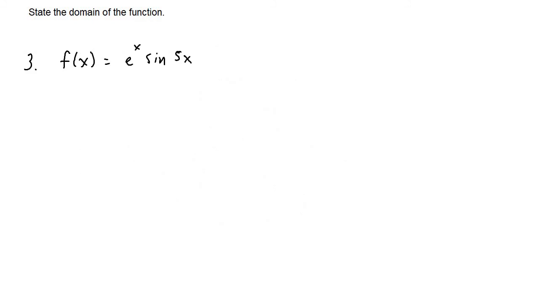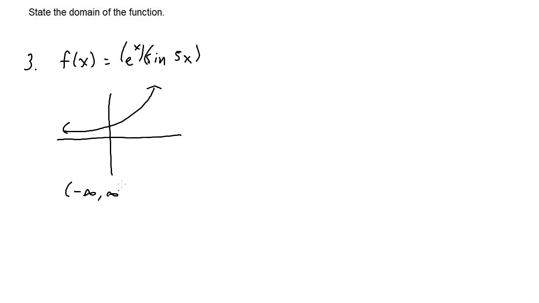Now for number 3, we have f of x equals e to the x times sine of 5x. Now sometimes it can be tricky to find the domain of functions like these. So what I'm going to do is split this into two different functions. One of the functions is e to the x and the other one, multiplied by it, is sine of 5x. If I look at the graph of e to the x, the domain of e to the x is obviously just from negative infinity to infinity, so all real numbers.